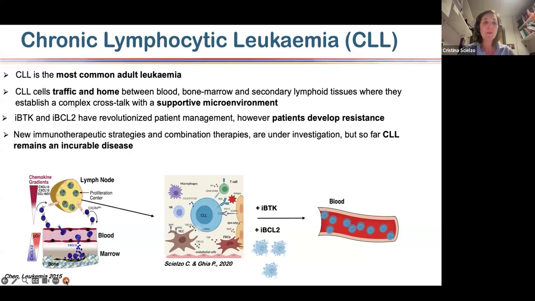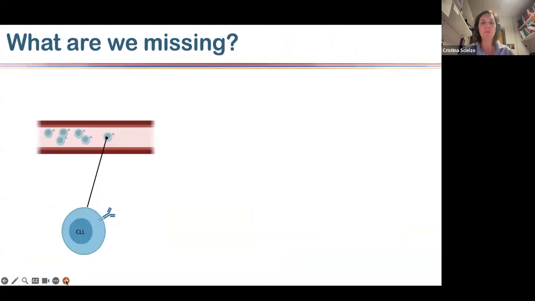Nowadays, new immunotherapeutic strategies and combination therapies are under investigation, yet they are not very easy to test in the models that we currently have in the lab. So far, CLL remains an incurable disease. I think that at this point, everybody is asking why, because a lot of research is going on. And I think that probably we are missing something, maybe in how we are studying leukemia cells.